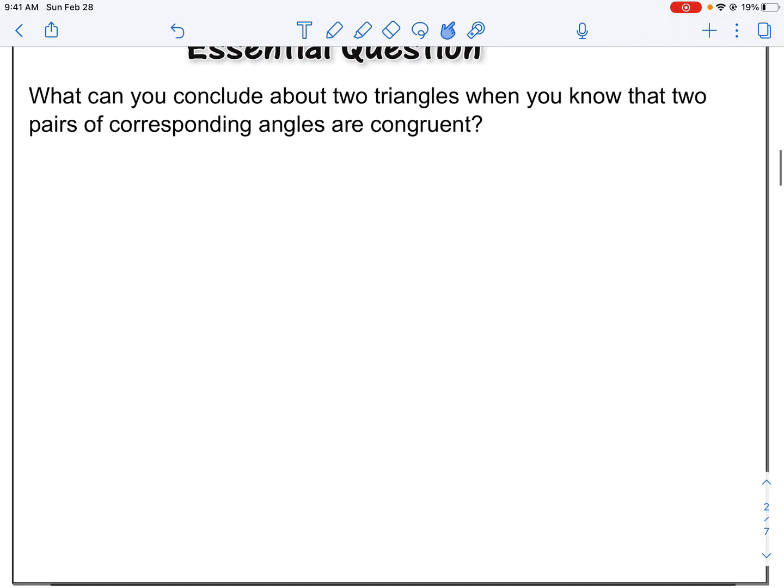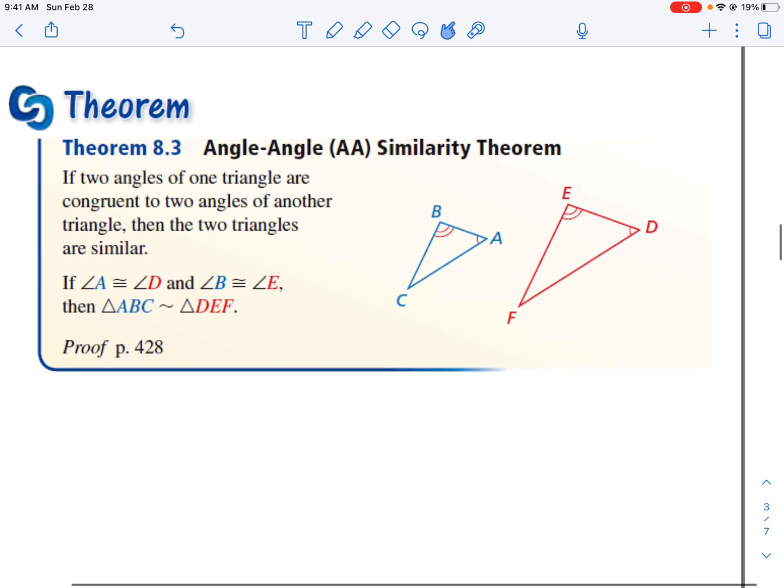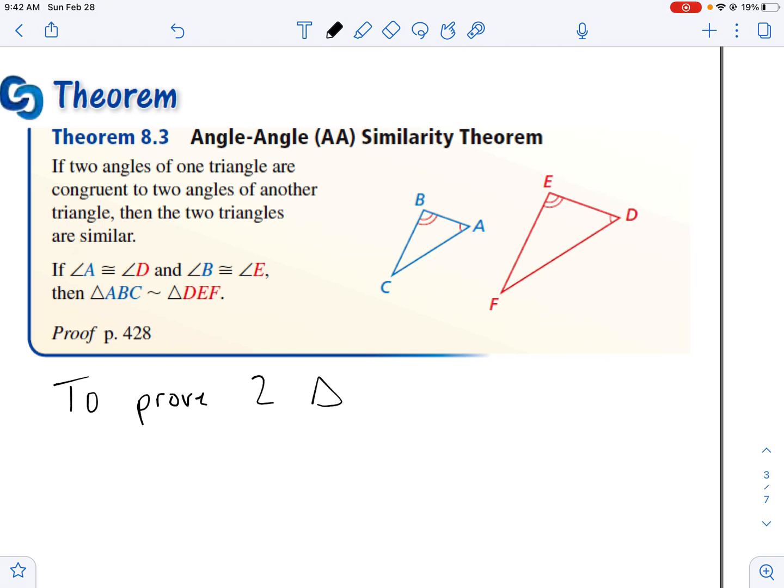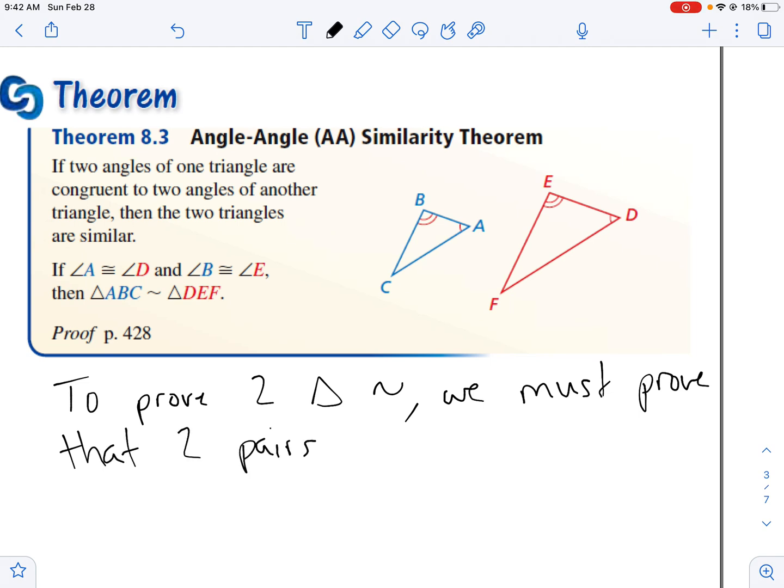All right, so our essential question: what can you conclude about two triangles when you know that two pairs of corresponding angles are congruent? Well, we're going to know that they're similar. So this is what it's telling us. To prove two triangles are similar, we must prove that two pairs of angles are equal.